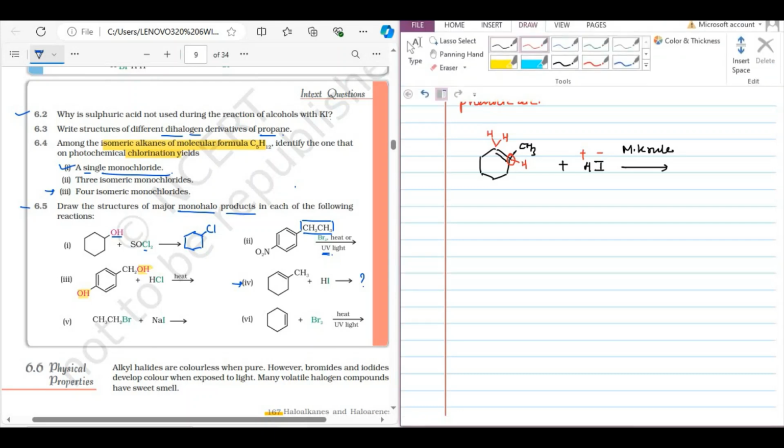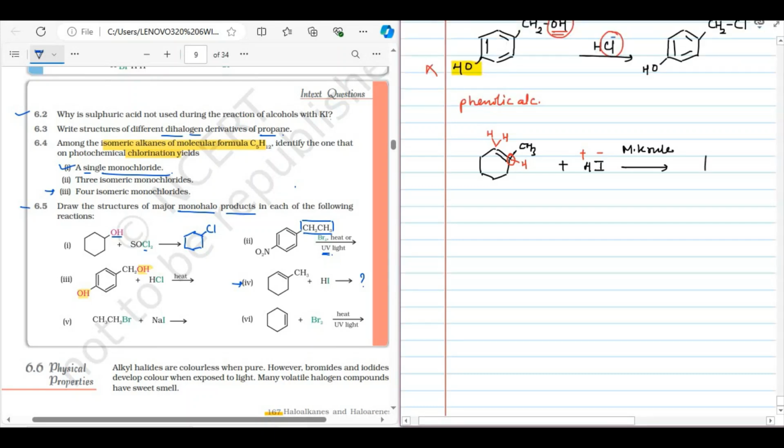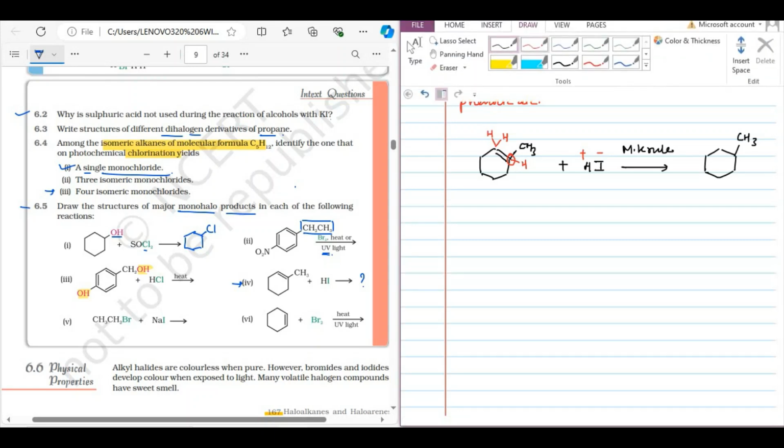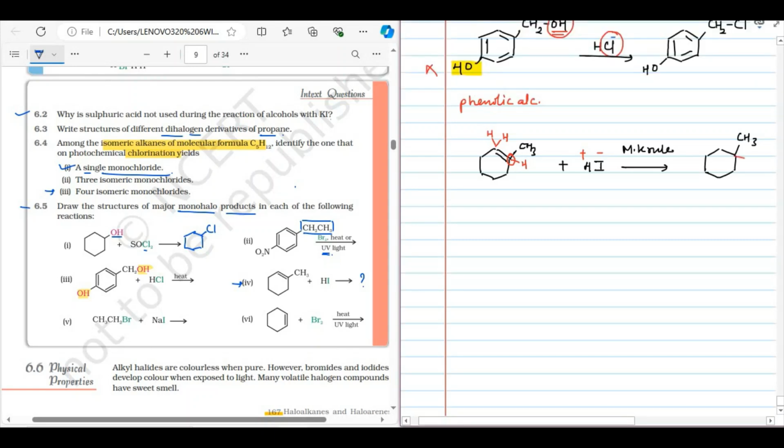So let's draw the structure of our product. So this is cyclohexane, and now this is already bonded to the CH3 group, and here I will get attached to the same carbon, and hydrogen will get attached to the adjacent position. So this will be the structure of your product.